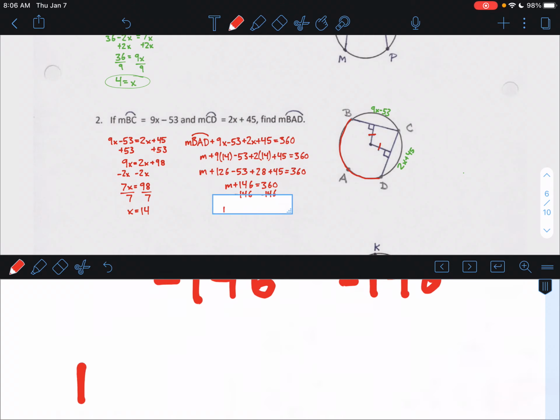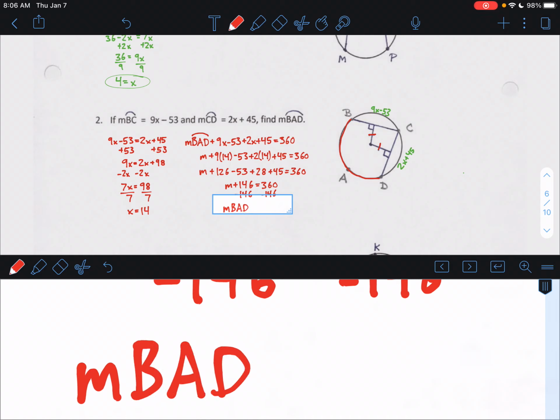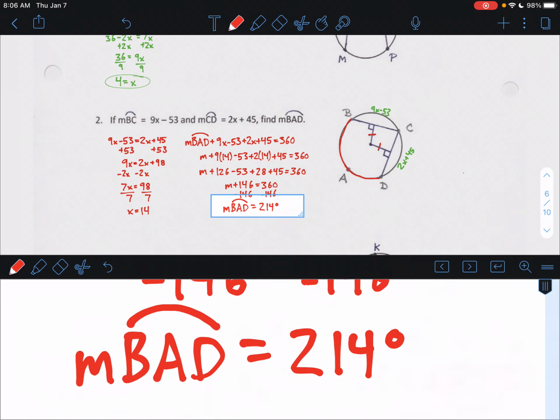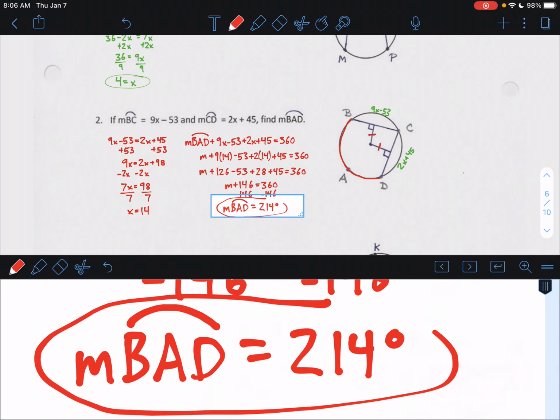And I get that the measure of arc BAD, this time I'm going to write the entire thing, is going to equal 360 minus 146, which is 214 degrees. So that would be my answer here.